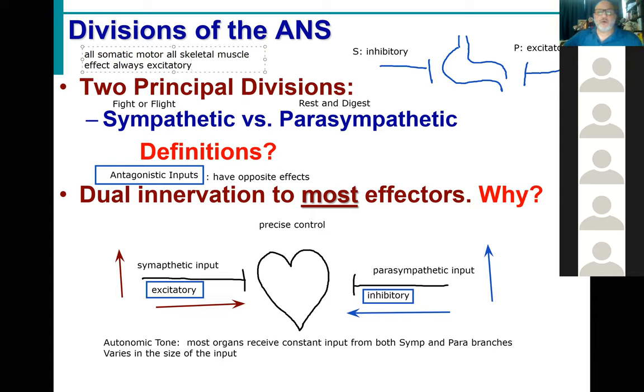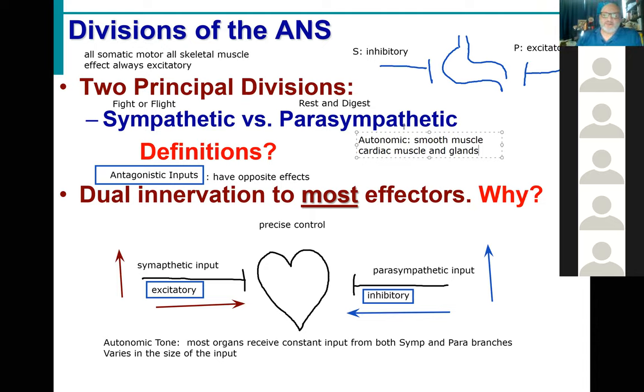Notice here with our autonomic nervous system, it is going to smooth muscle, cardiac muscle, and glands. Some of these we're going to want to activate, and some of these we are going to want to decrease the activation of. It totally depends on the situation. It totally depends on the organs, right?